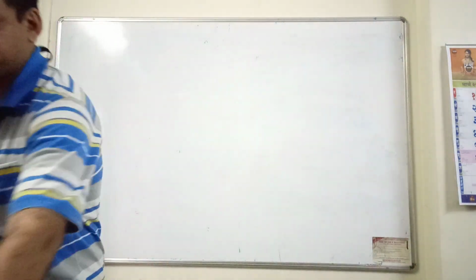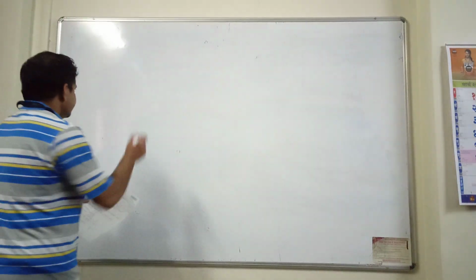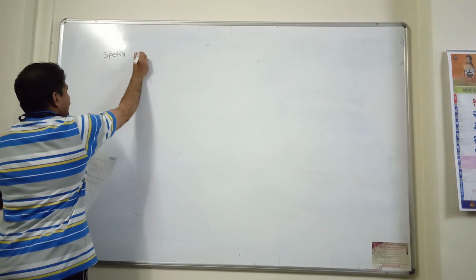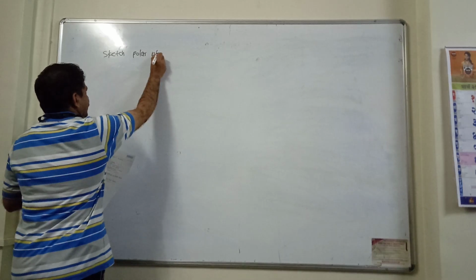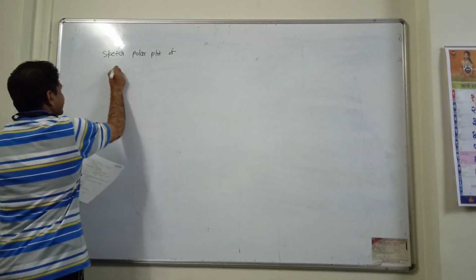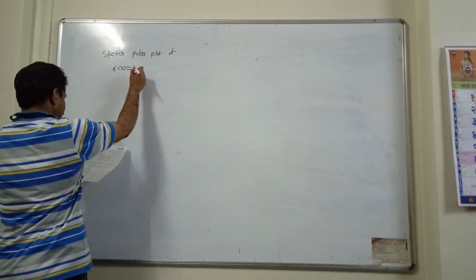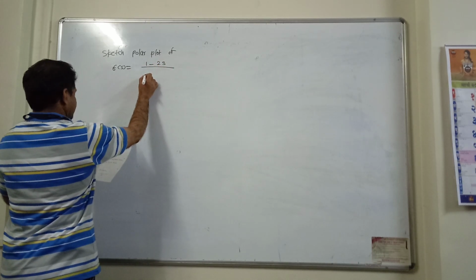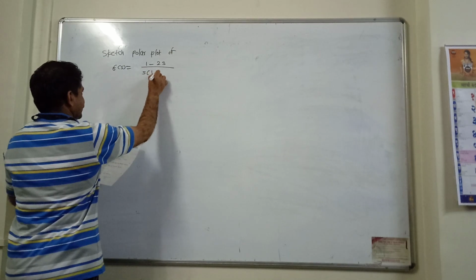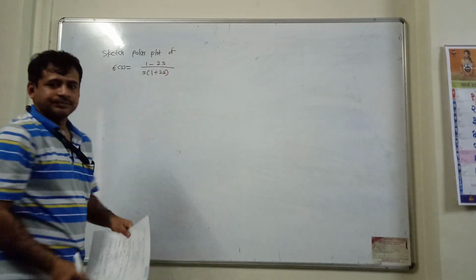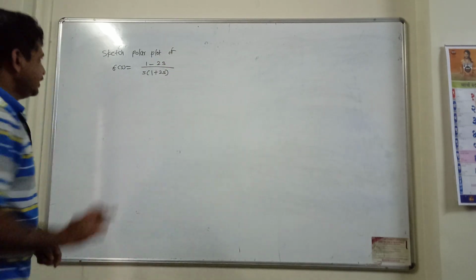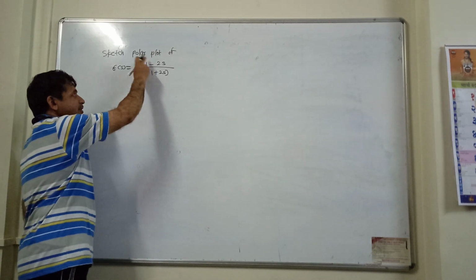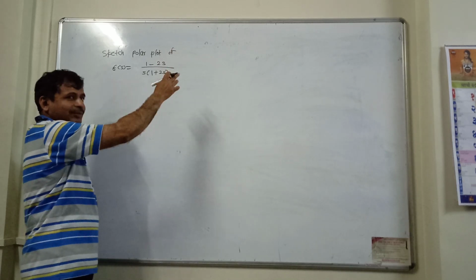Example: sketch the polar plot of G(s) equal to (1 minus 2s) upon s into (1 plus 2s). In this example you can see this is a right half zero. This zero is in the right half of the S-plane. This is not in the left half of the S-plane.